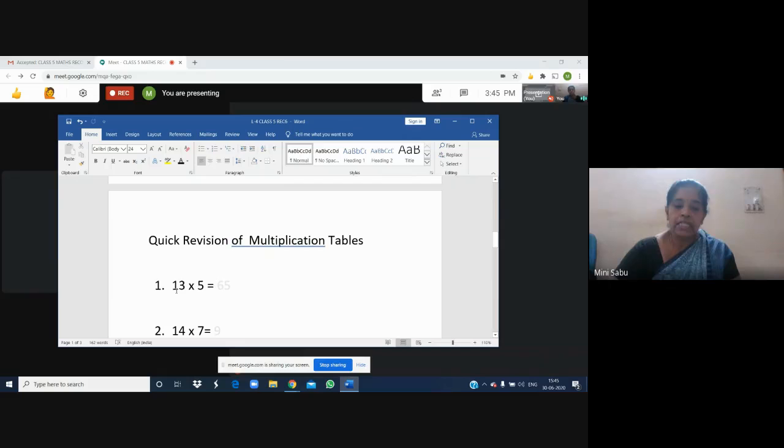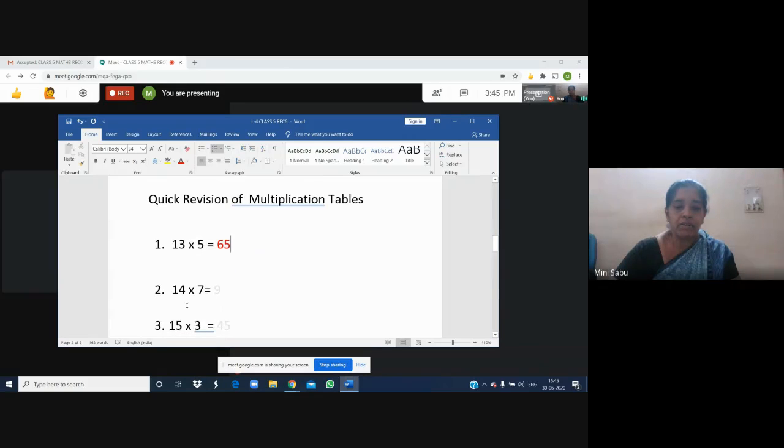First one is 13 into 5. It is 13 table. How much is 13 5s? 13 5s are 65. Very good. Okay, now we are going to 14 table. This also we have by heart had learned earlier. 14 7s are how much?